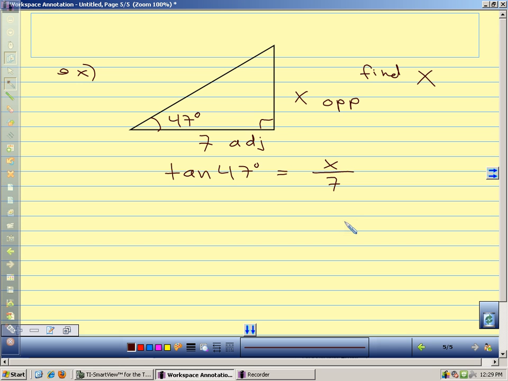Now our third step, solve for what we need. We're looking for x. So how do we get rid of the 7 in the denominator? Multiply. So I'm going to multiply both sides by 7. Those cancel. And I'm just going to turn this around and say x equals 7 times the tangent of 47 degrees.